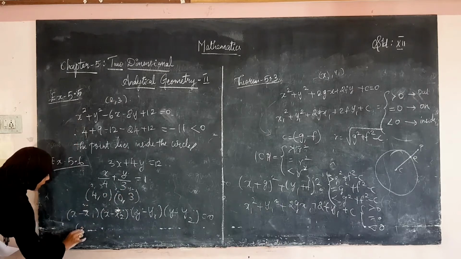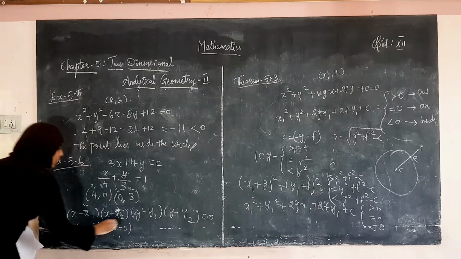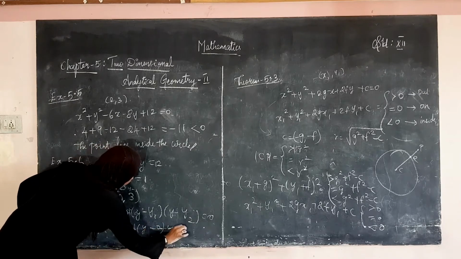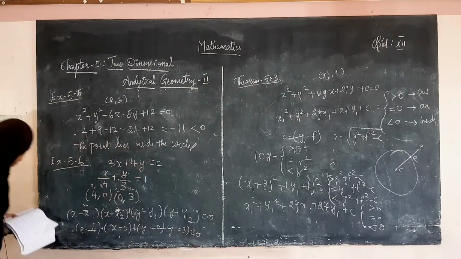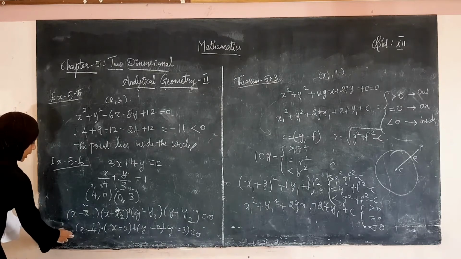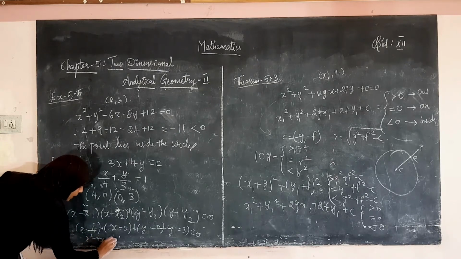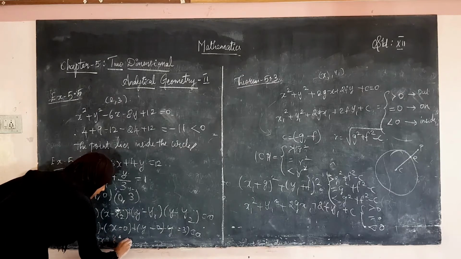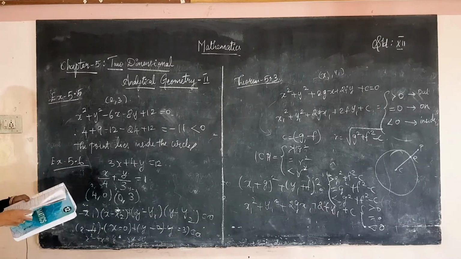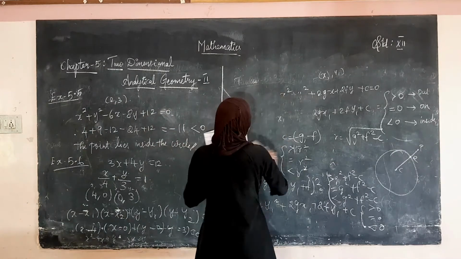Substitute the values: (x − 4)(x − 0) + (y − 0)(y − 3) = 0. Okay, the answer will be: x − 4 times x is x² − 4x, and here it is y² − 3y, equal to 0. So the equation is x² + y² − 4x − 3y = 0. That is the answer. Now example 5.7.